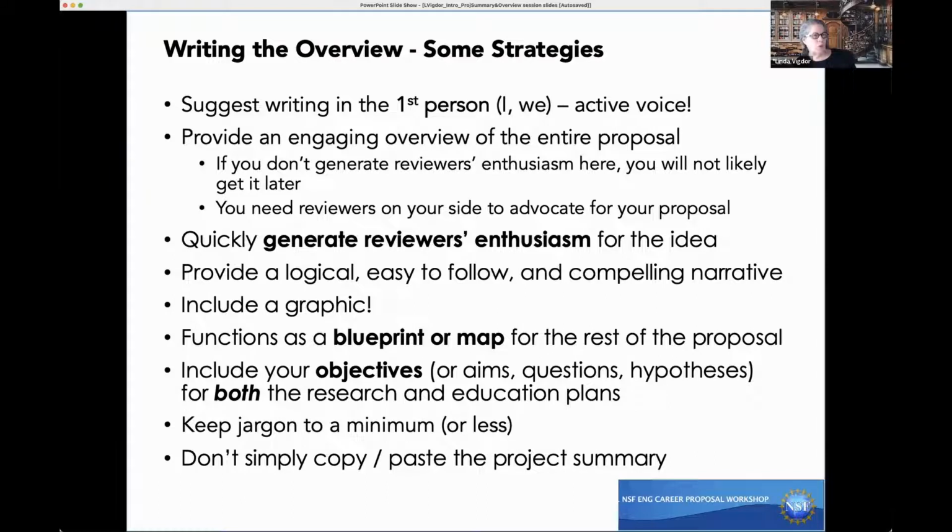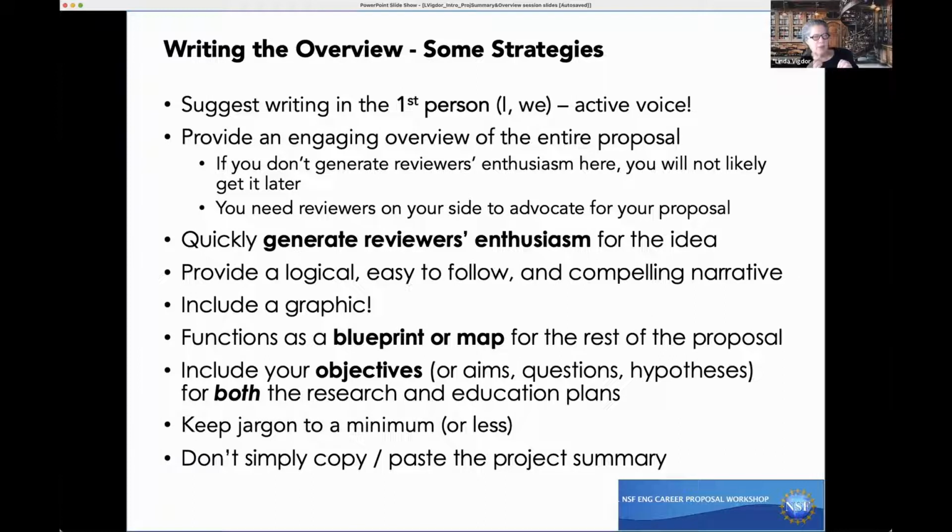And so one way to do that, besides it being an exciting problem, is that the proposal is logical and easy to follow, and the narrative is compelling. It is recommended, but not required, that you have a graphic in the overview. You cannot have a graphic in the project summary, to clarify, but you're more than welcome to have a graphic in the project description, and the project description probably has many graphics.